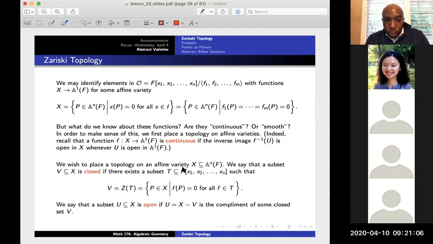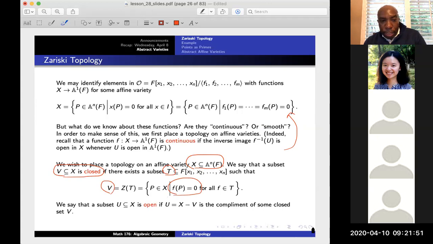So here are two definitions that we're going to use today. Fix an affine variety, call it X. And again, by an affine variety, I mean exactly this definition that's sitting up here. So I have just some collection of polynomials, F1 through Fm, and I just want to know the zero set for this collection of polynomials. I'll say that a subset of X, let's call it V, is closed if I can find a collection of polynomials, which I'll call T, such that V is the zero set for that collection of polynomials.